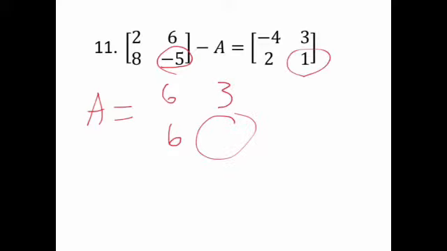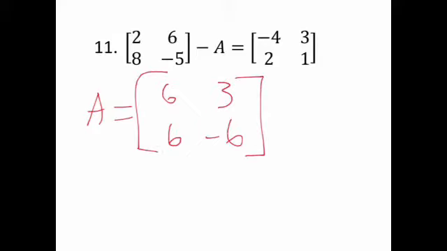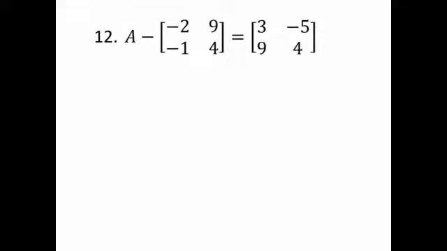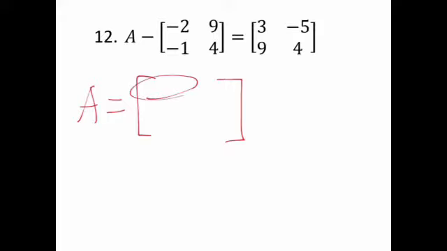If you have a number where you subtract and then you get something bigger, you have to subtract a negative number. So negative 5 minus negative 6 would get it up to 1. And that's my resulting matrix. Moving on to 12, on this one we start with a matrix that we don't quite know yet, but it's a 2 by 2, so I'm going to give myself some little space here. 2 by 2, something minus negative 2 gives me 3.